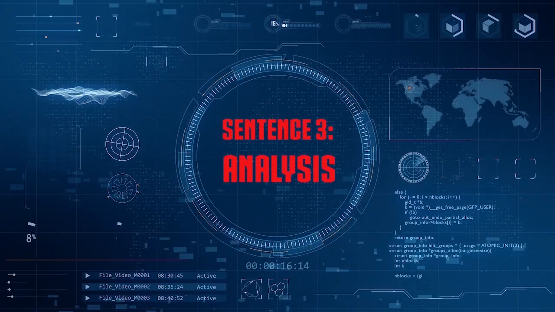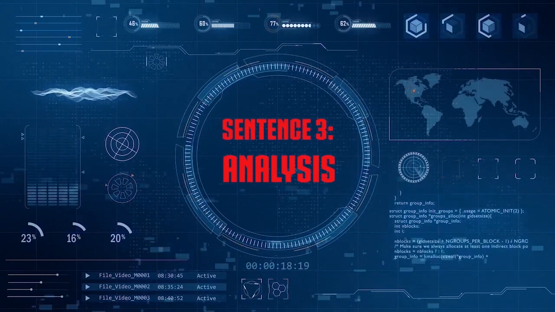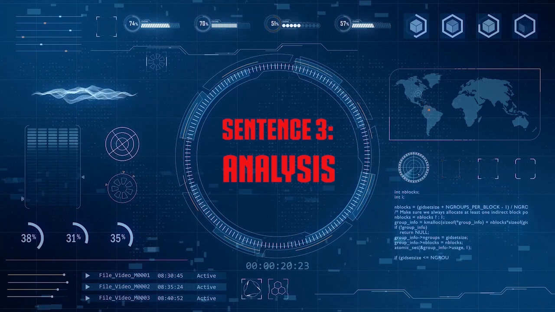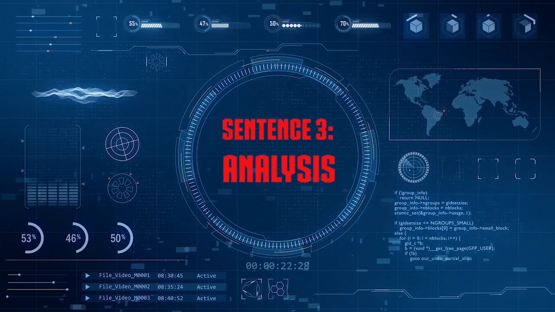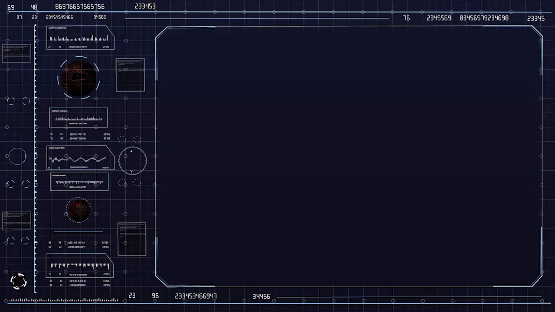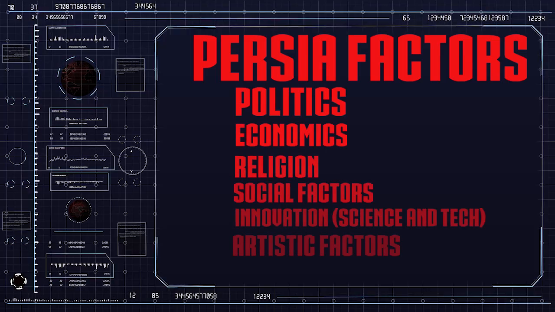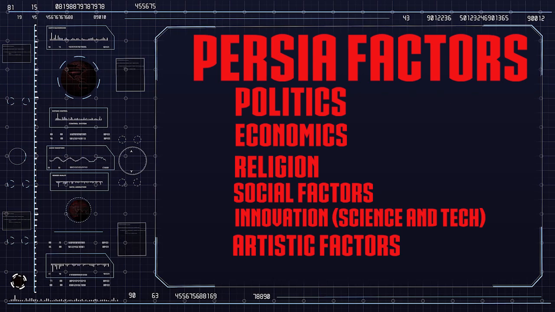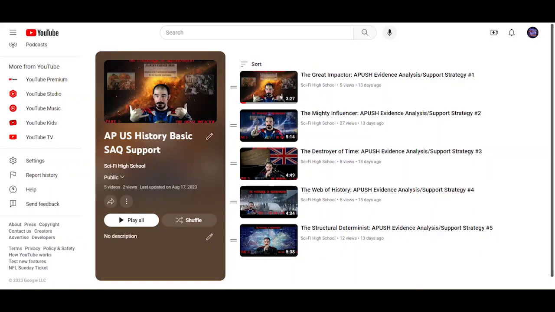Let's take a look. The last sentence you write in a basic T paragraph is the analysis sentence. In this sentence, you logically explain why your evidence makes your thesis the best possible answer to the provided question. The two best ways of analyzing your evidence involve tools called PERSIA and strategies called historiography. There are already 5 videos on this channel explaining how you can use PERSIA and historiography to support your evidence, so I'm going to leave those links in the comments.